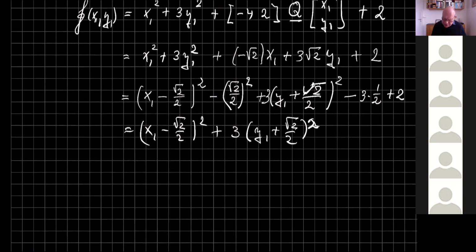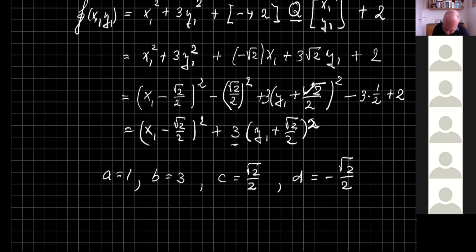And if you compare to the formula that was given in the text, you have that a is equal to 1, b is equal to 3, and then you have that c is equal to square root of 2 halves, and d is equal to minus square root of 2 halves. So this was the answer to that part of the question.